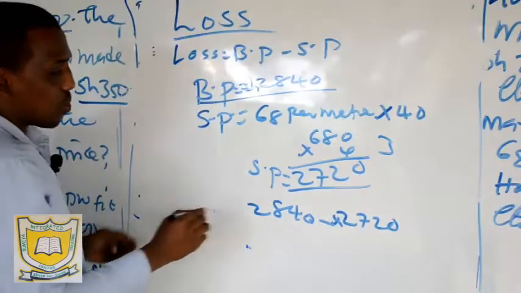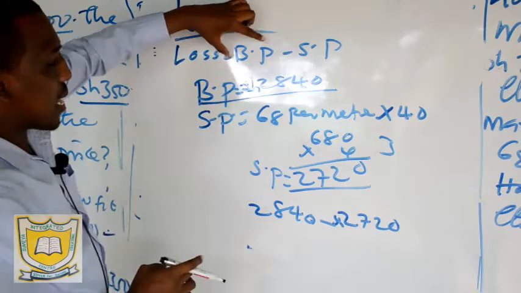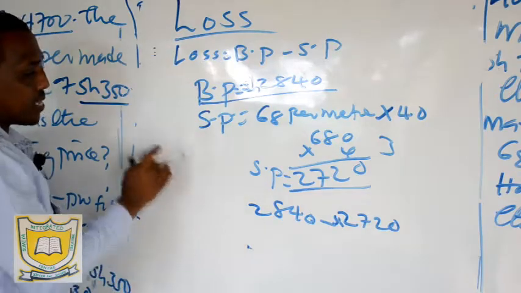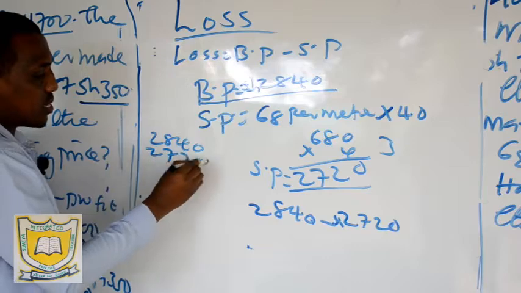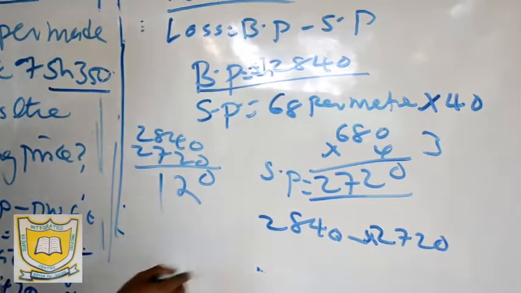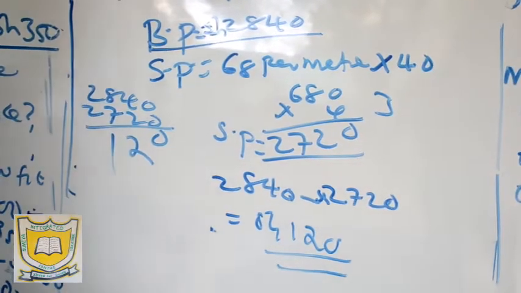Now we subtract. What is the loss? Buying price minus selling price. The loss is 28.40 minus 27.20. 0, 2, 1. So it is 120. So shillings 120. That is how we get the loss.